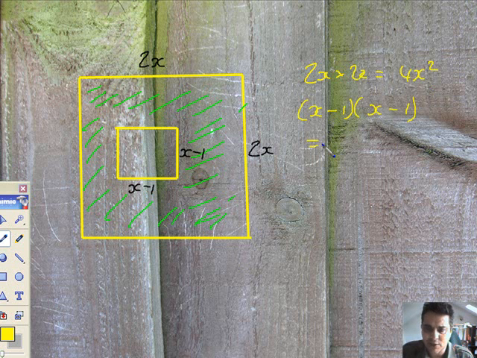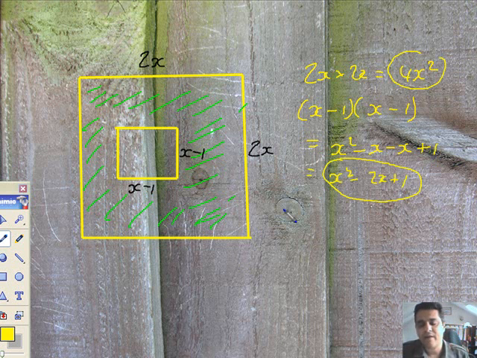So just break this open a little bit. I've got x squared minus an x minus another 1x, and minus 1 times minus 1 is plus 1. Okay, tidy it up a little bit. I've got x squared minus 2x plus 1, and that's the baby square. Alright, so that's the big one, that's the little one. And the area of the shaded part is going to be obviously the big bit minus that bit.